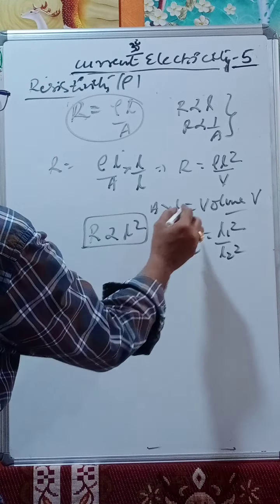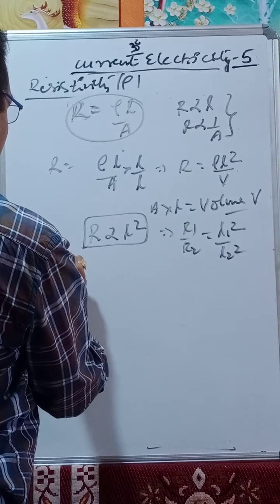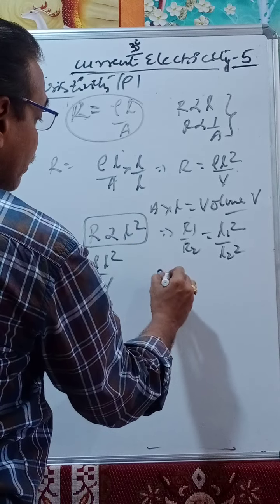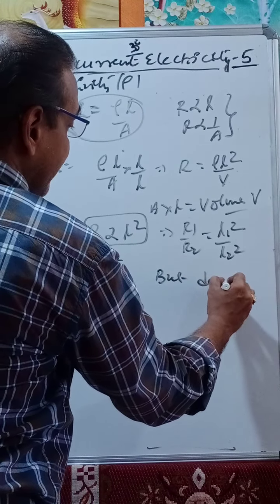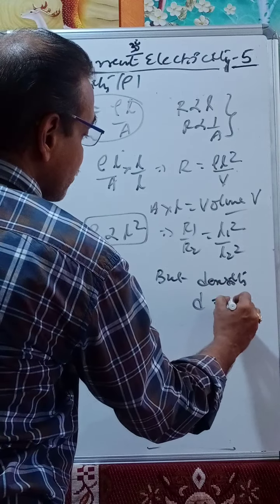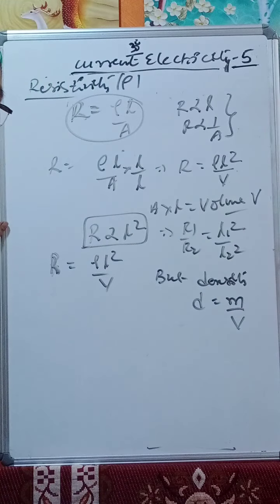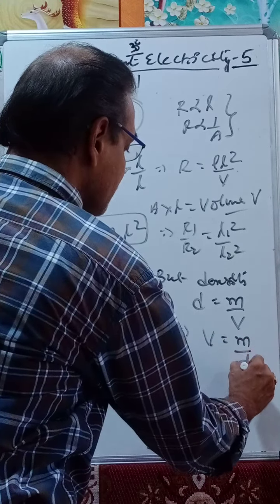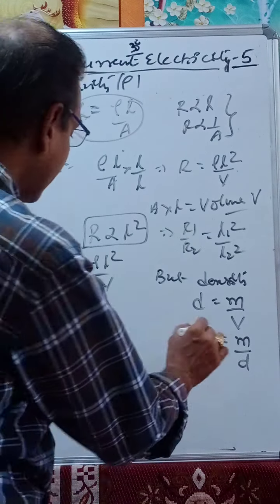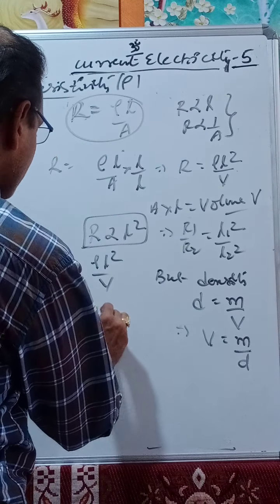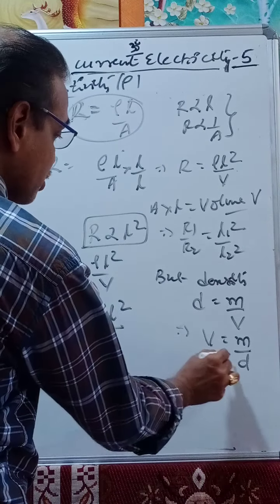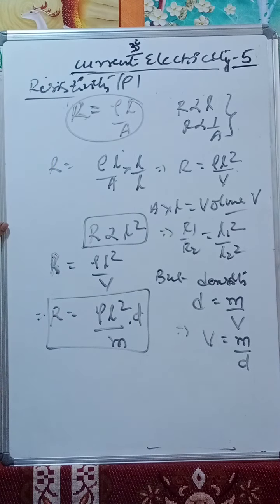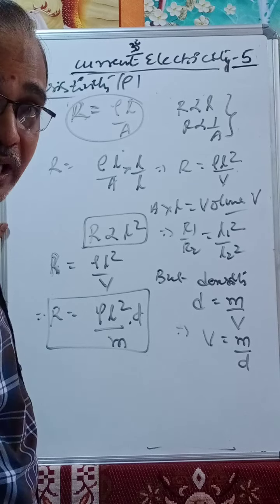R also we can write. Therefore, R is equal to rho L square by V. But we know that mass density D is equal to mass by volume, which implies volume is equal to mass by density. Therefore, R is equal to rho L square by, in place of V we can write mass by density. R is equal to rho L square D by M.